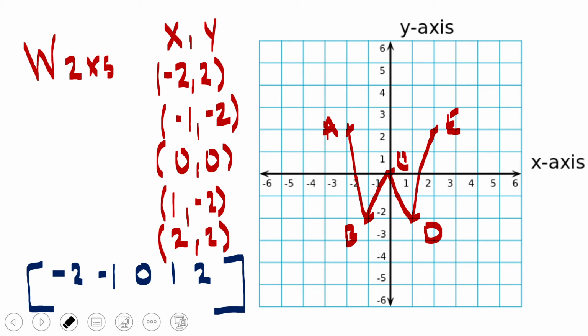If we look at the Y's in order, we could plot those as 2, -2, 0, -2, 2. Created a matrix with the X's on the top row and the Y's on the bottom row, organizing those to match the original plotted points. And you created a matrix of 2 rows by 5 columns.